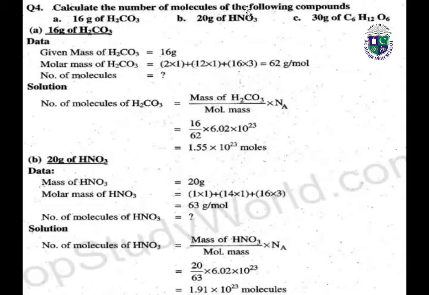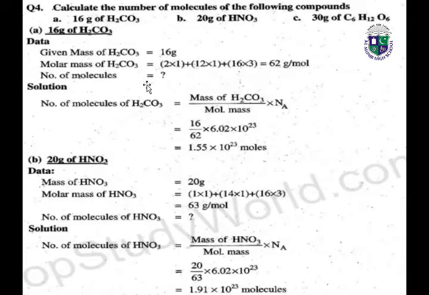Calculate the number of molecules of the following compounds. First is 16 grams of H2CO3. The given mass of H2CO3 is 16 grams in the question. We can easily find the molar mass of H2CO3 by calculating the molar masses of hydrogen, carbon and oxygen separately. We get 62 grams per mole.